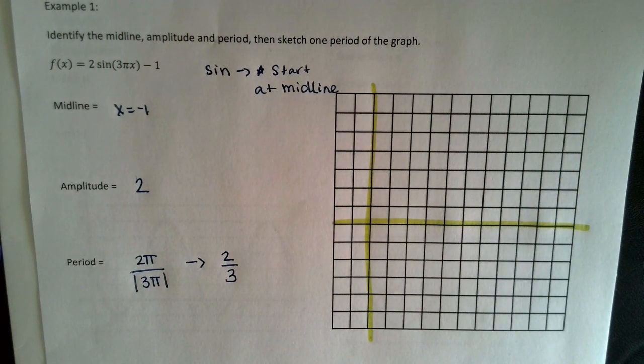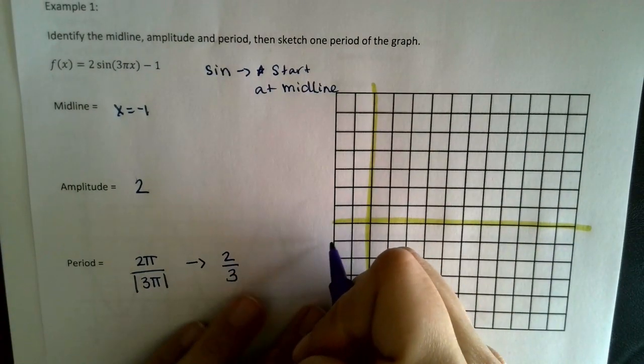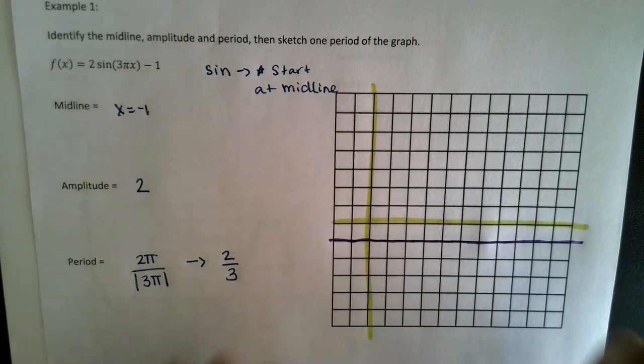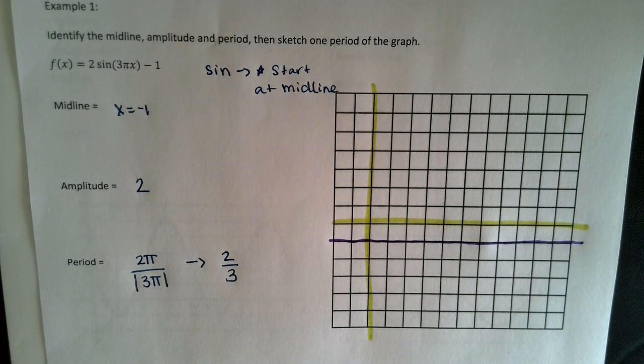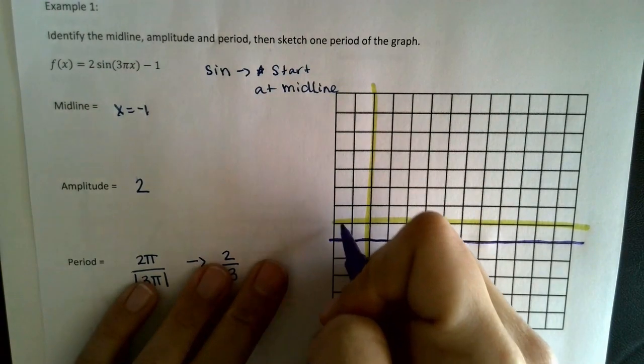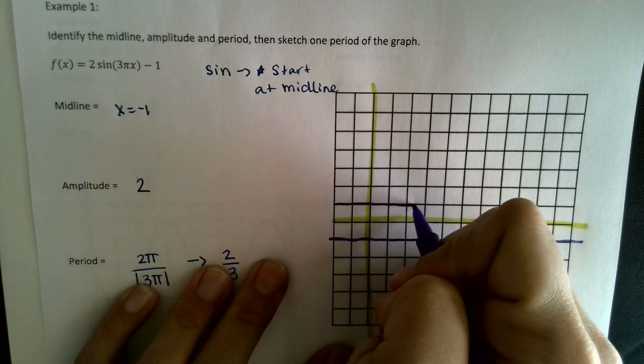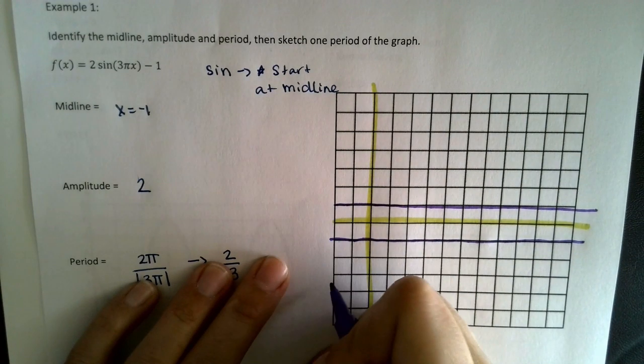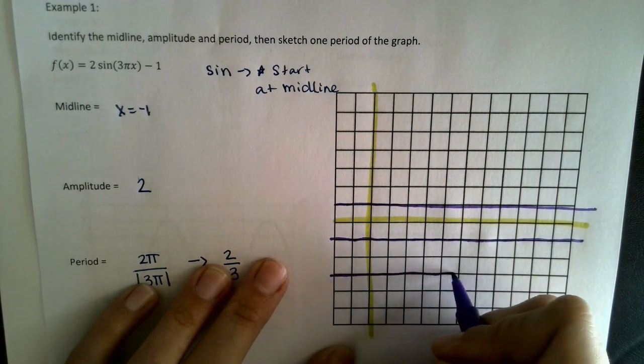Next, I'm going to graph the midline. The midline is at -1. I'm using different colors so I can identify which one's which. Now my amplitude is 2. So from my midline, I'm going to go up 2. And that's the top. And I'm going to go down 2, and that's the bottom.